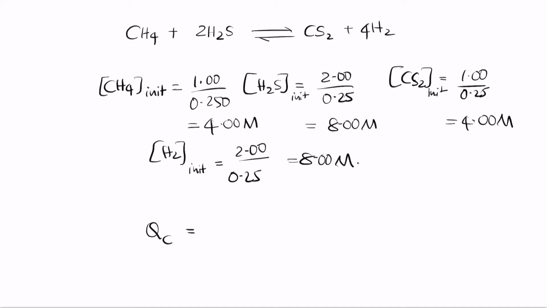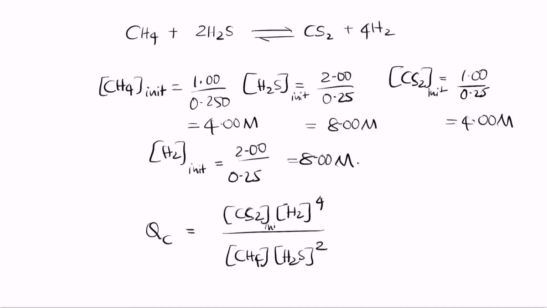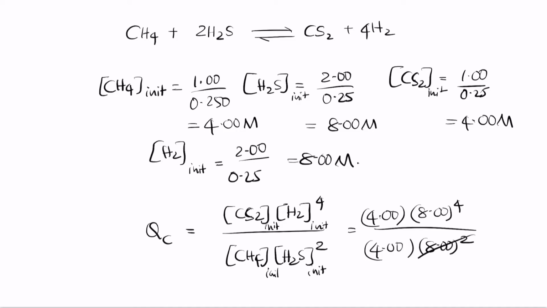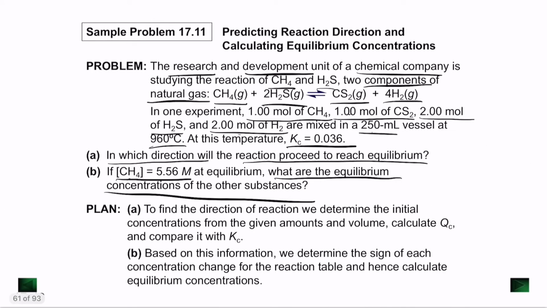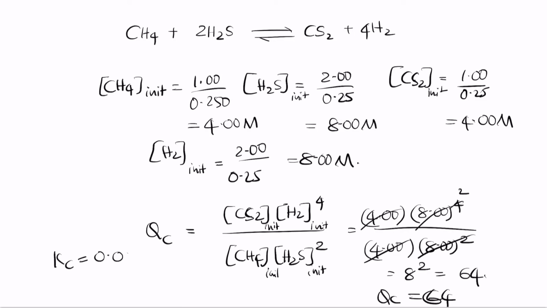From the initial concentrations, find Qc. The formula for Qc can be written as the concentration of CS2 times the concentration of H2 to the power 4, over the concentration of CH4 times the concentration of H2S squared. Notice that all of them are initial concentrations. So CS2 is 4, times H2 is 8 to the power 4, over CH4 is 4 times 8.00 squared. The 4 and the power 4 cancel, so you get 8 squared, which is 64. So Qc is 64, and from the formula, Kc is 0.036.